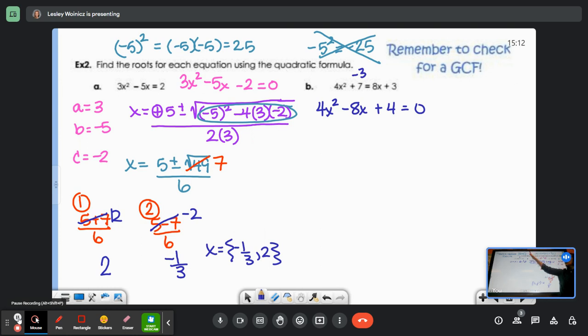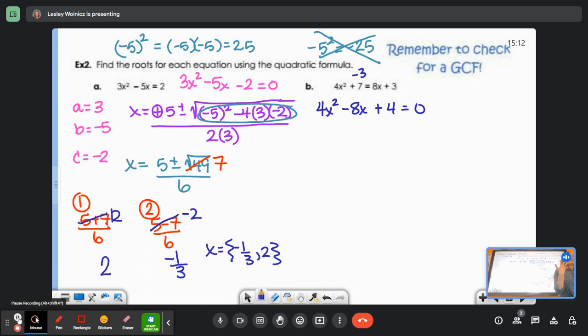Okay, what does the little blurb say? Remember to check for a GCF. So, in all of our other methods, we have to divide out the GCF, right? The thing about the quadratic formula is that, strictly speaking, you don't have to divide it out. But if you leave the GCF in there, your numbers are going to be bigger. And if you multiply a big number with a big number, you're going to get really big numbers. You know what I'm saying?